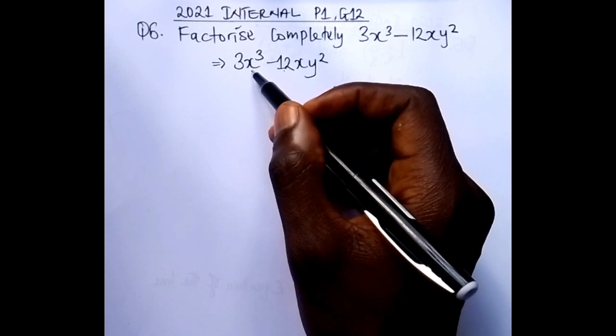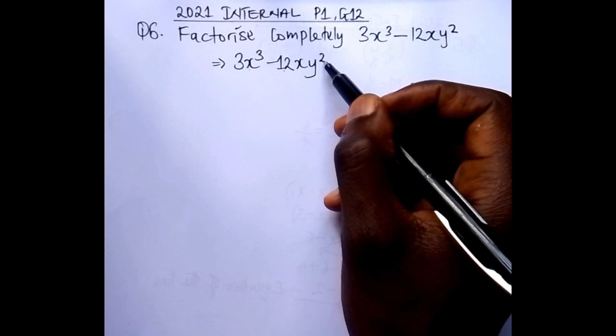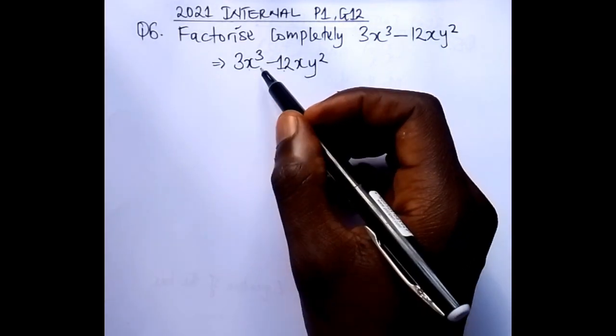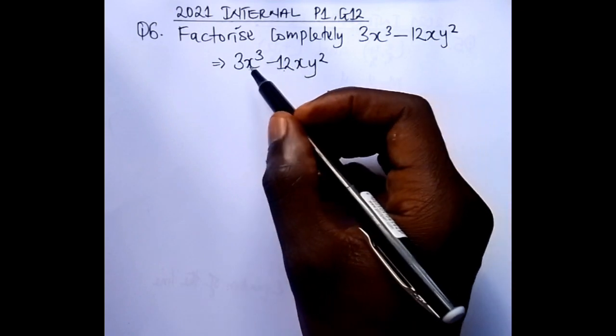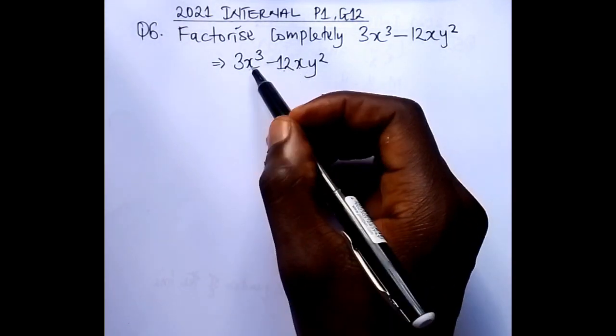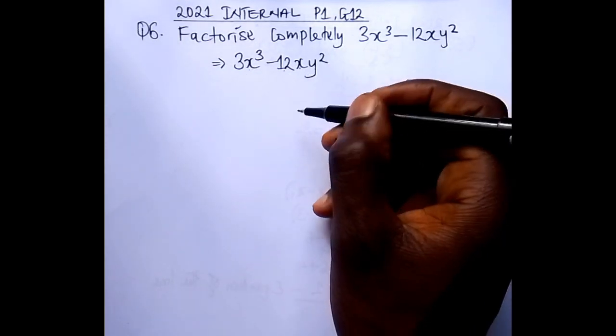Then we go to the letters. Here there's x to the power 3, and here there's xy to the power 2. For the letters, we can note that x is common. So x can go into x and x can go into x to the power 3. So y is not common.